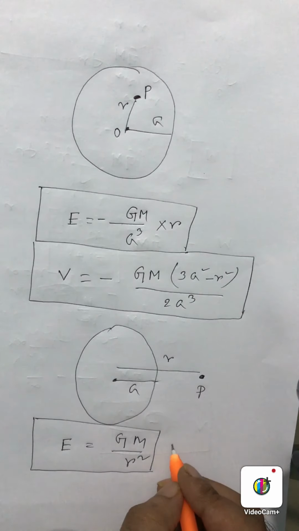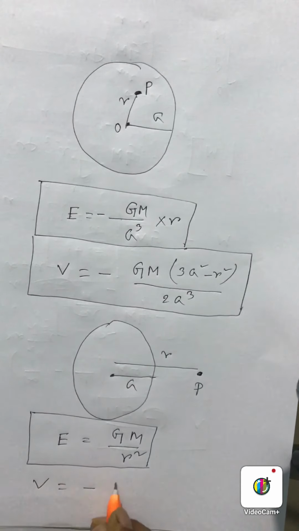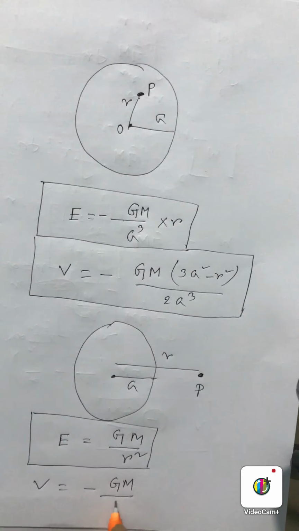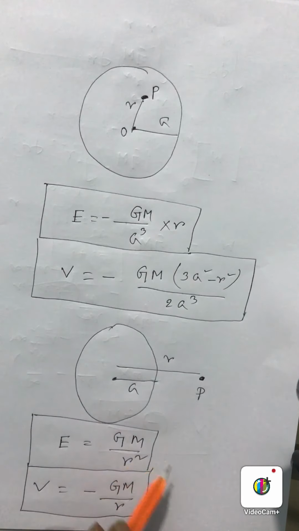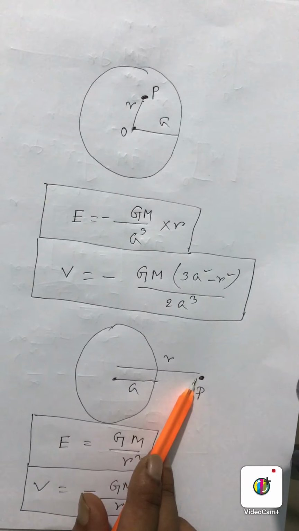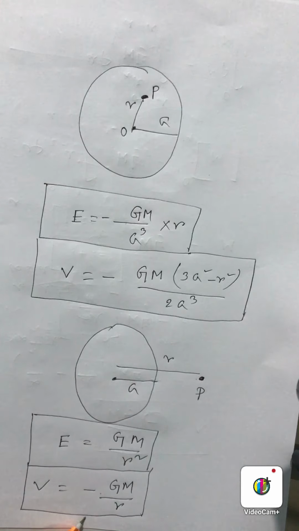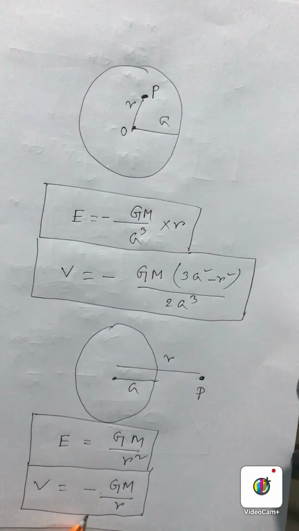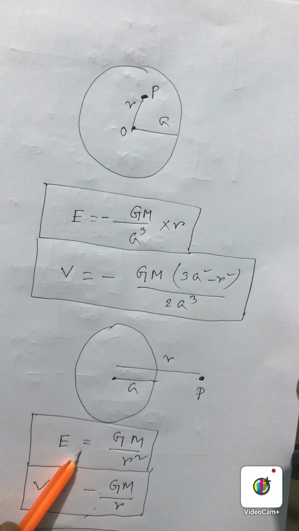Similarly, we calculate the gravitational potential. V is equal to minus GM by r. By using this formula, we calculate the gravitational potential at point P for a solid sphere. For a solid sphere, at any point outside, we calculate the gravitational potential by using this formula, and the gravitational field intensity by using this one.